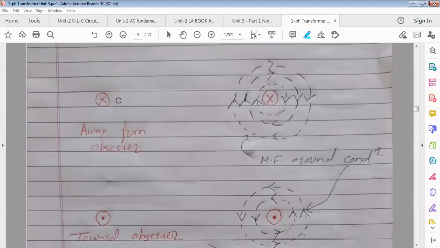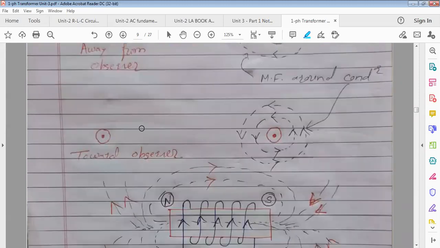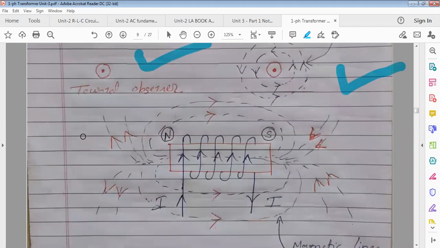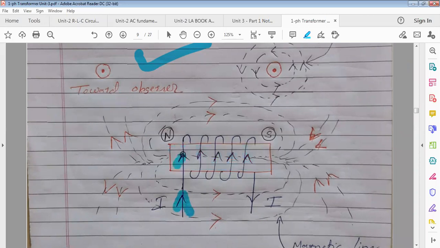So here you can see, away from observer, cross: in clockwise direction, magnetic field will be produced around it. Dot, toward observer: anti-clockwise direction. This is the solenoid, electromagnet, isn't it? Electromagnet: you take magnetic material and wind one coil around it. So see, current is entering from this end, and from this end it is leaving.